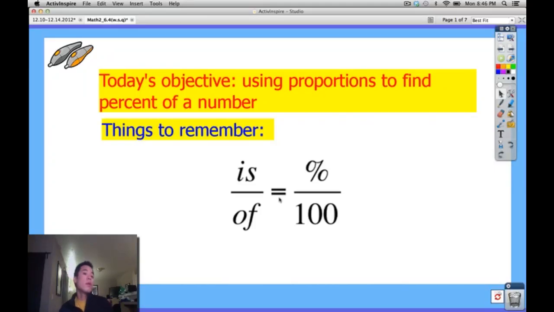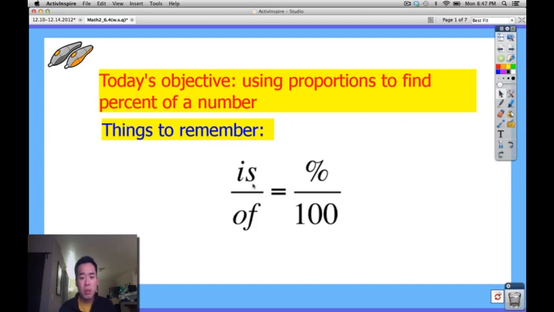Today we're going to focus on using proportions to find percent of a number. There's a lot of different ways to find percent of a number, but since we've been working with proportions and setting up ratios, I'm going to show you how to find percent of a number using what I think is the simplest way.